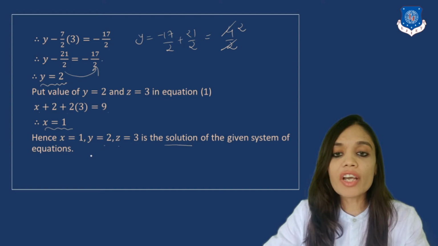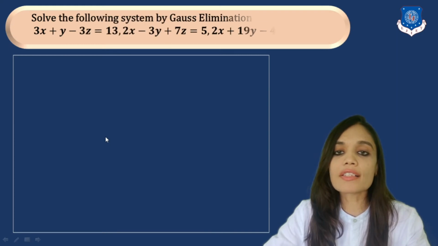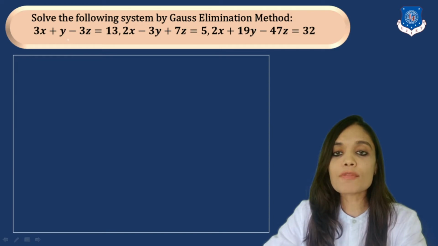You can also verify this answer by putting values of x, y, z in any of the equations given in the question. Okay. Now let us solve one more example. Here we have to solve the following system of linear equations using the Gauss elimination method, right? So the equations are 3x plus y minus 3z equals 13, 2x minus 3y plus 7z equals 5, and the last equation is 2x plus 19y minus 47z equals 32.